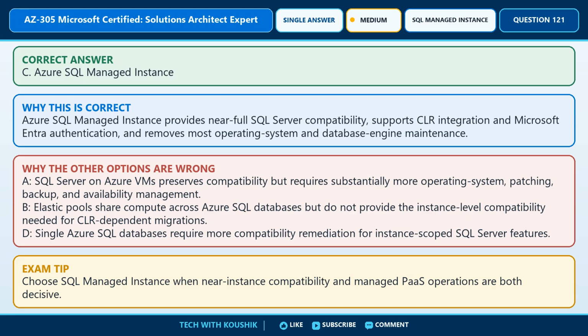The remaining options are incorrect because A, SQL Server on Azure Virtual Machines preserves compatibility but requires substantially more operating system, patching, backup, and availability management. B, Elastic Pools share compute across Azure SQL databases but do not provide the instance-level compatibility needed for CLR-dependent migrations. D, Single Azure SQL databases require more compatibility remediation for instance-scoped SQL Server features. The key takeaway is choose SQL Managed Instance when near-instance compatibility and managed PaaS operations are both decisive.